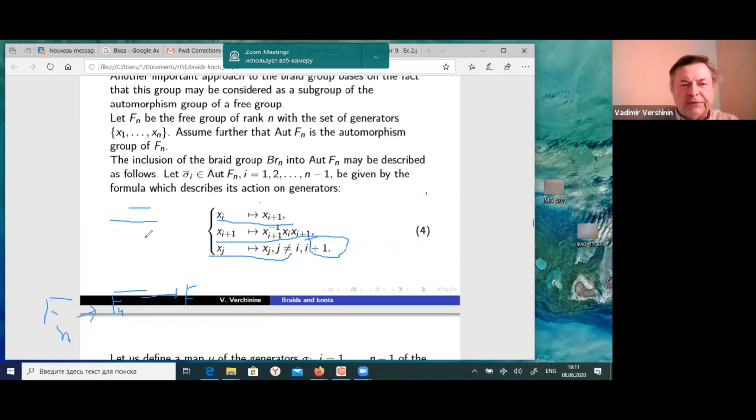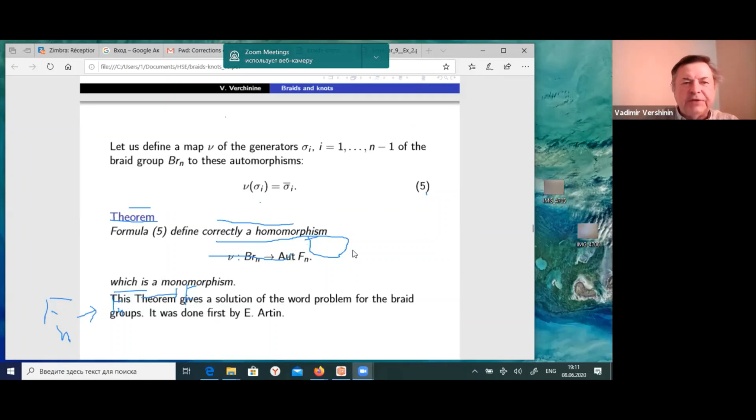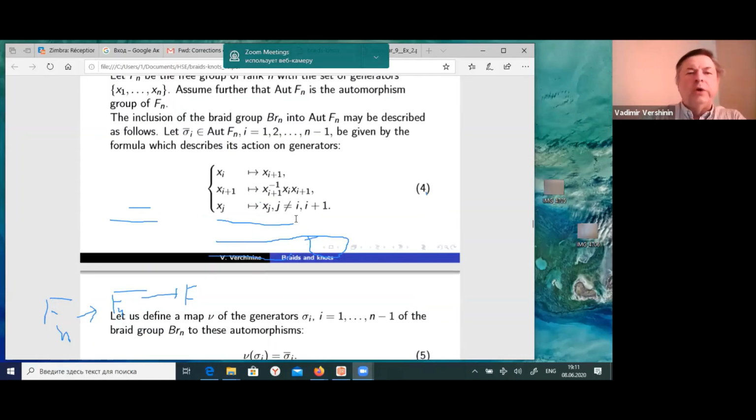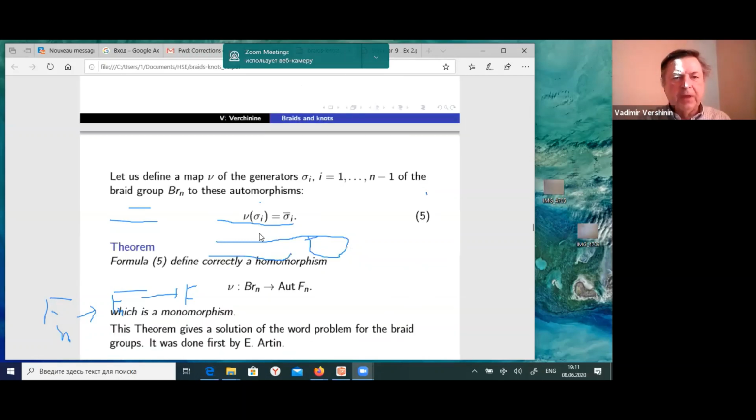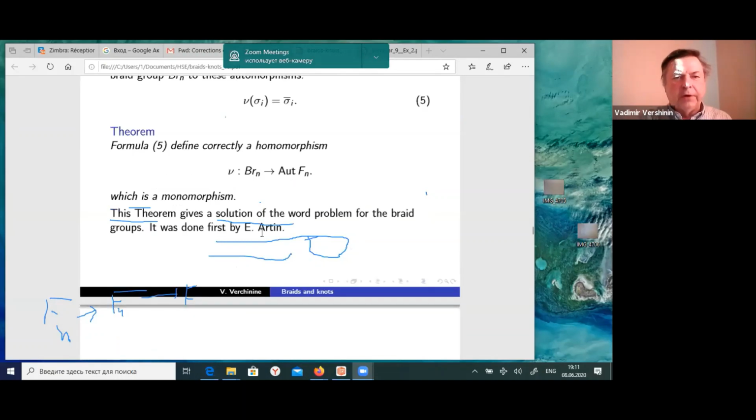So the fact that this is a homomorphism, but in fact, one can prove, we don't have time, that this will be an automorphism. For example, you see that actually you can, and maybe I give this as an exercise, construct the inverse one. So this is an automorphism. And the Artin theorem is the following.